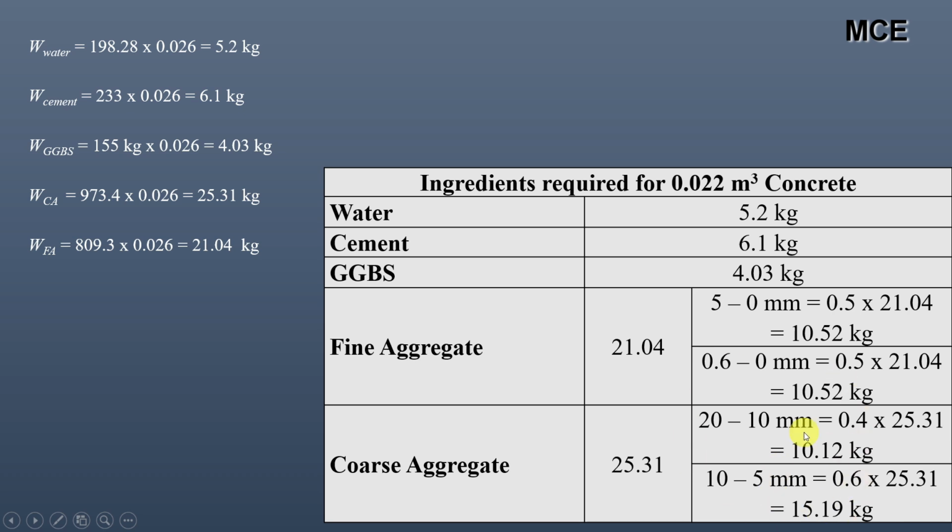Okay, so this is how you can design a concrete mix using an ACI code. I have given you the full procedure. Okay, that is finding first the specification and then proportioning your mixture.